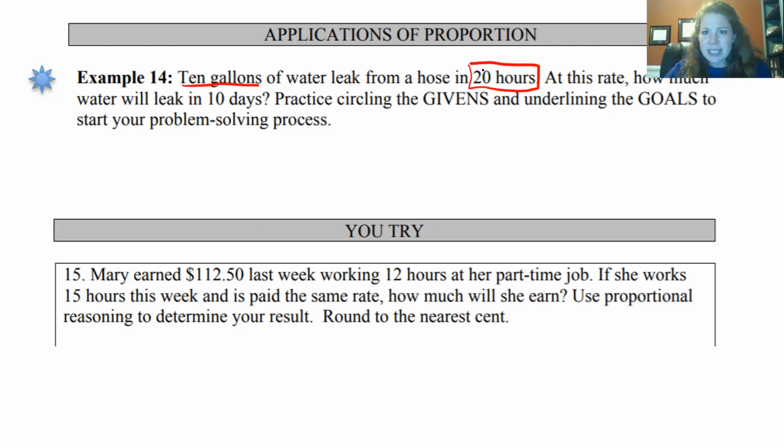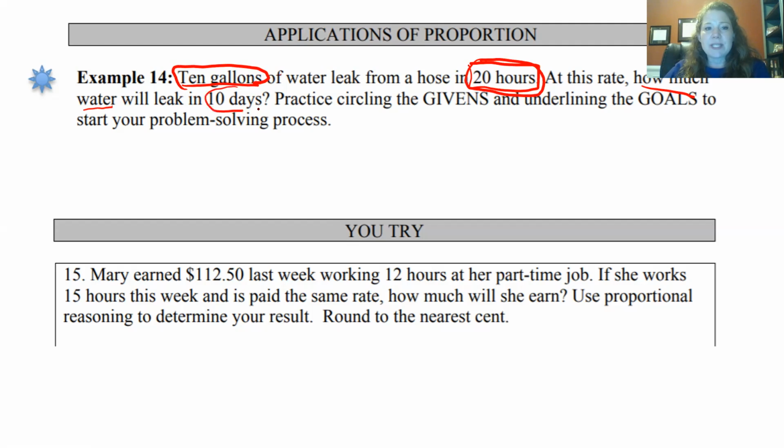So the question is, oh, I'm so bad at directions. I was supposed to circle the givens. 10 gallons of water, that should be a circle. We want to know how much water will leak in 10 days. So that is our goal, how much water will leak? And we are given 10 days.